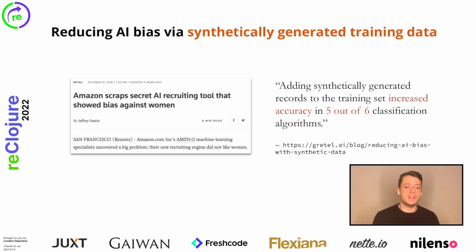But experiments have shown that adding synthetically generated records to training data can help ameliorate this problem. Gretel.ai, a synthetic data startup, found that they could improve the accuracy of classification algorithms by adding synthetic data for underrepresented groups to the training dataset.